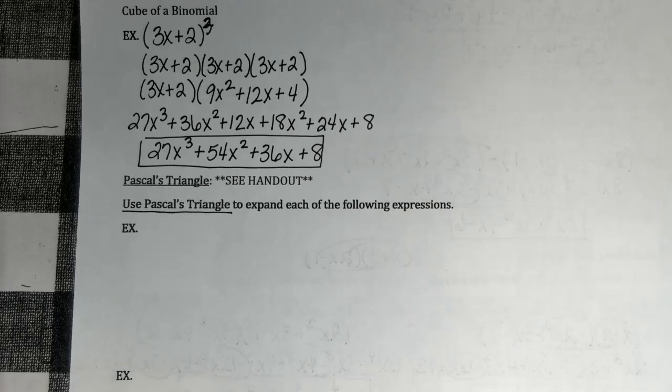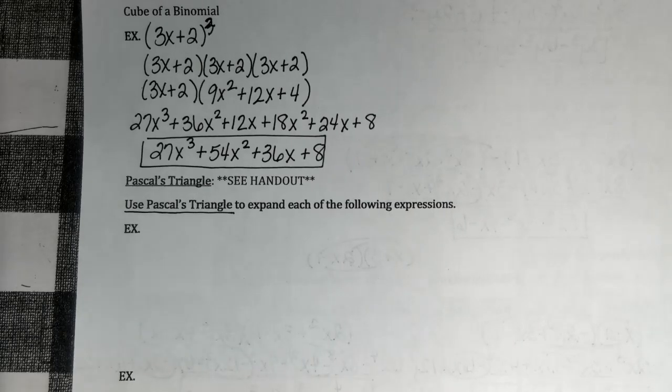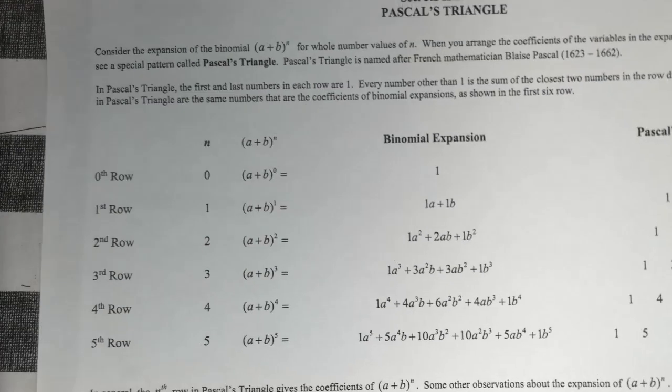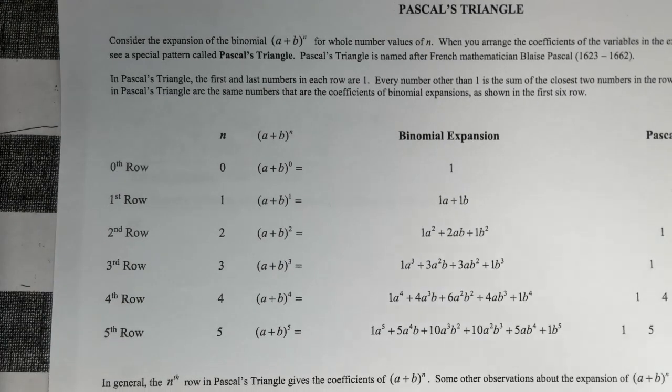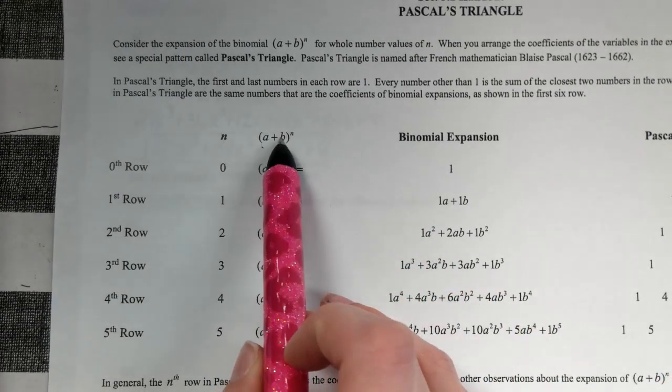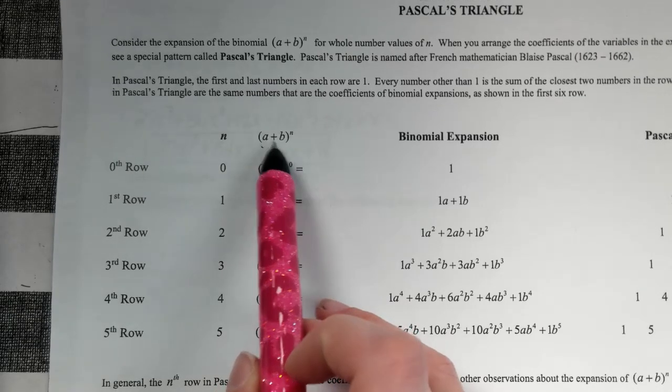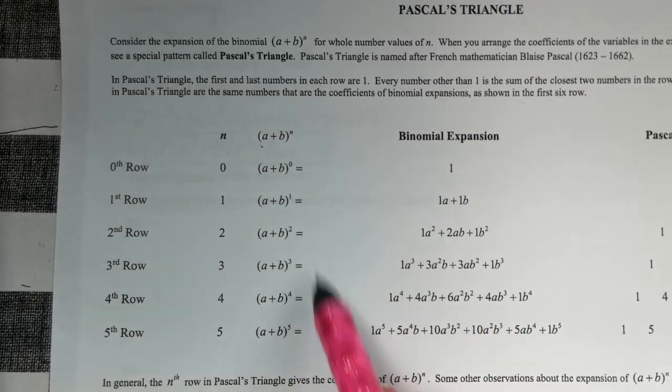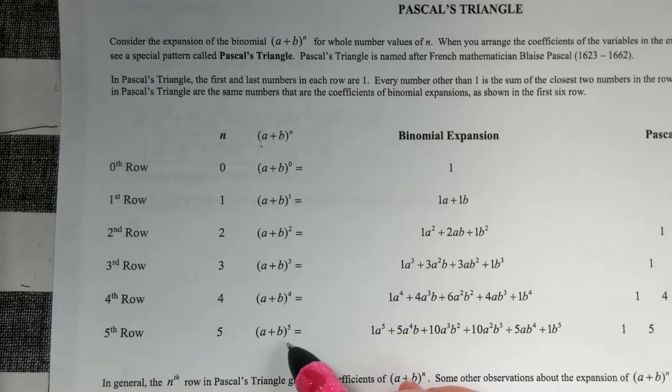Okay, so here in the handout that we have, this is showing you that you could take any binomial a plus b, where a could be any term and b could be any term, and you can raise that to any power. The handout just goes to the 5th power, but you can really do any power that you want if you learn the pattern of the expansion.